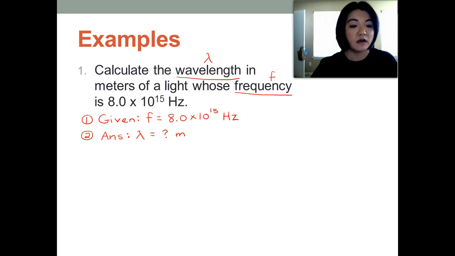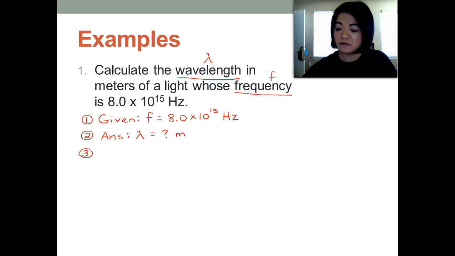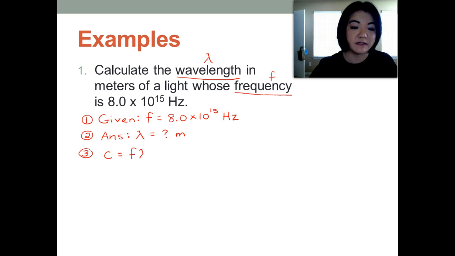The third step is the part where you have to figure out which formula do I use. Which of those three should be used? The way that you figure it out is you look at those three formulas and you have to find the one that has both the given and the answer variables in it. So the one that has both f and lambda in it is the first one, and it's c equals f times lambda.